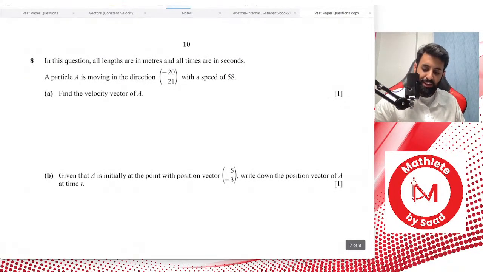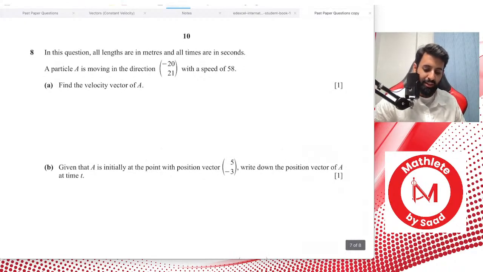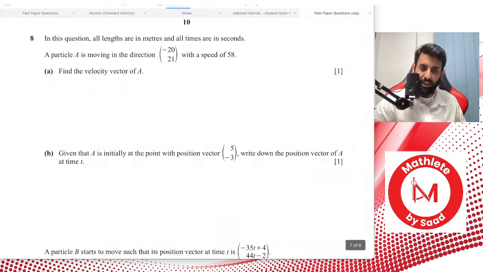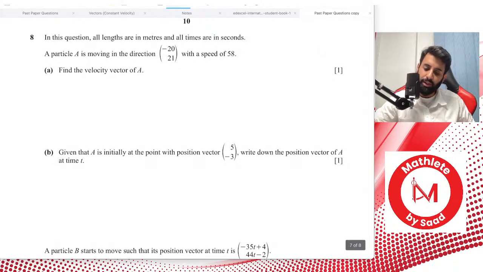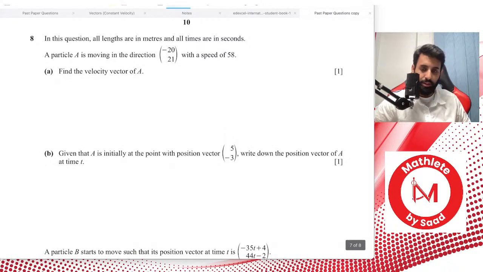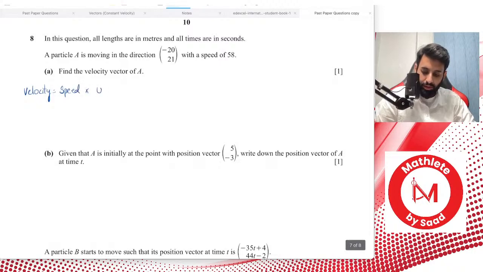So this question says, in this question, all lengths are in meters and all times are in seconds. Particle A is moving in the direction minus 20 and 21 with a speed of 58. Find the velocity vector of A. All right, so I'll let you try this. I'll give you 2 minutes. Try this question and share your answer. Remember that you can find the velocity by taking the speed and multiplying it by the unit vector of direction.